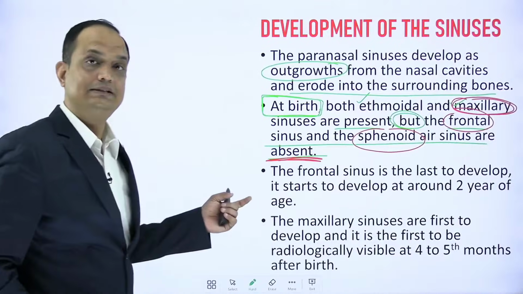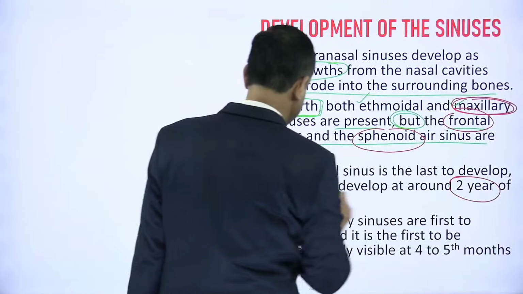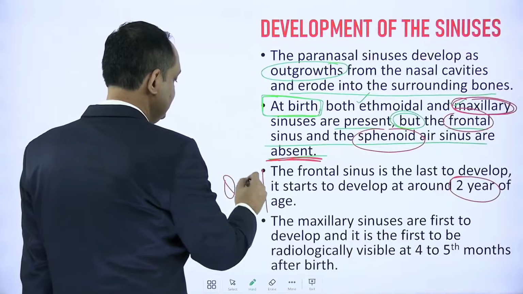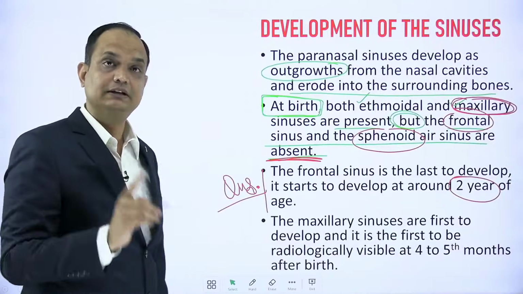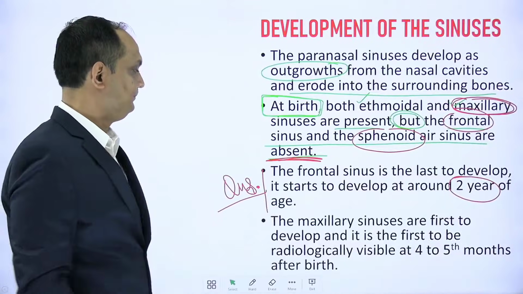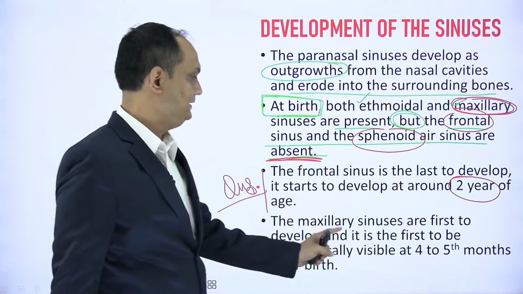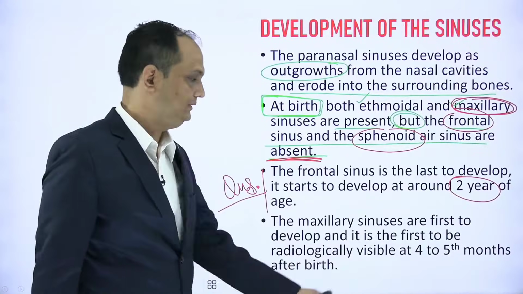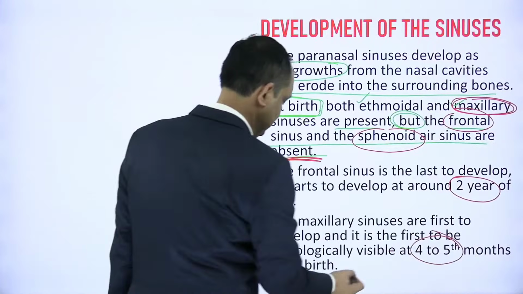The frontal sinus is the last to develop, around 2 years of age. This is again a question for your exam: which is the last sinus to develop? The answer is the frontal sinus, and it starts to appear at 2 years of age. The maxillary sinus is the first to develop, and it is first to be radiologically visible at the 4th or 5th month of life.